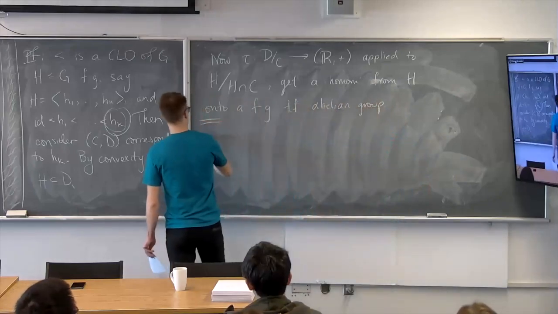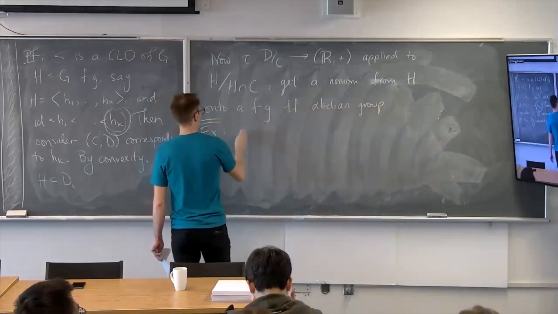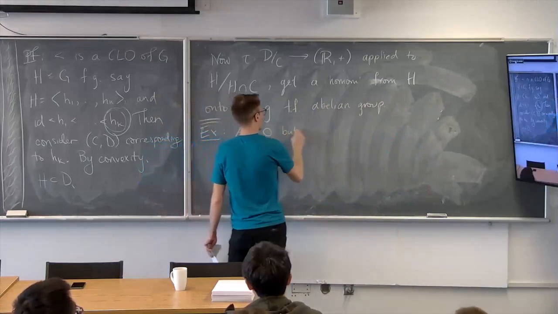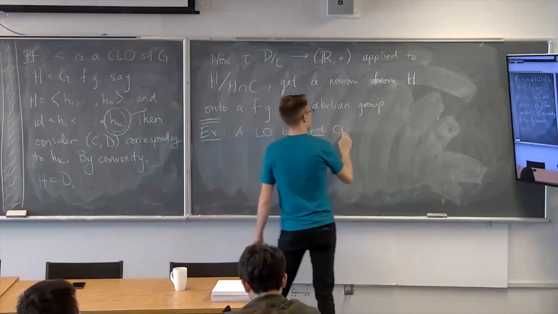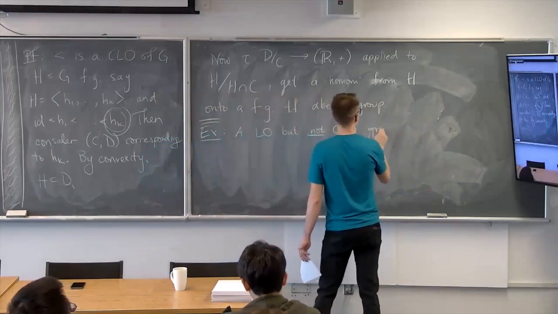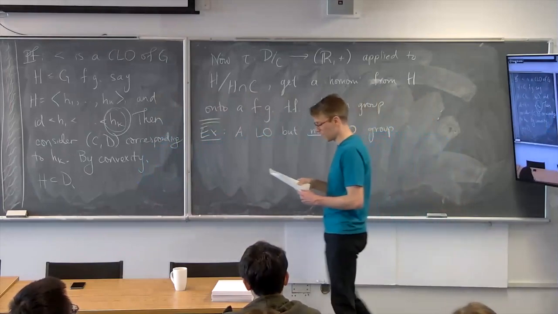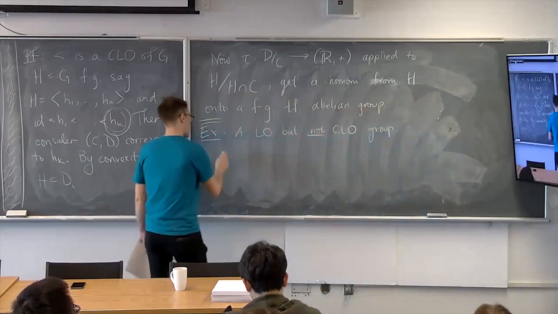So, for example, this is an LO, but not CLO group. And the reason it's not Conradian left orderable is it's going to be perfect and finitely generated. So here's what I want to do.